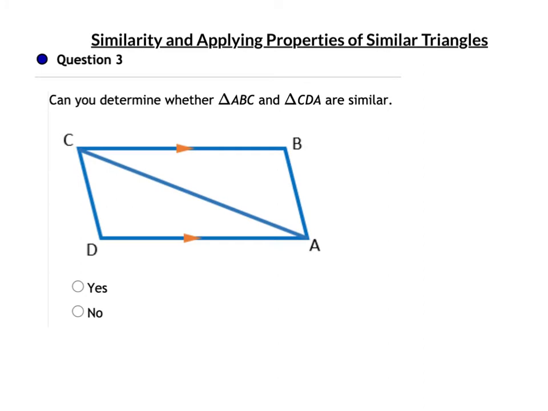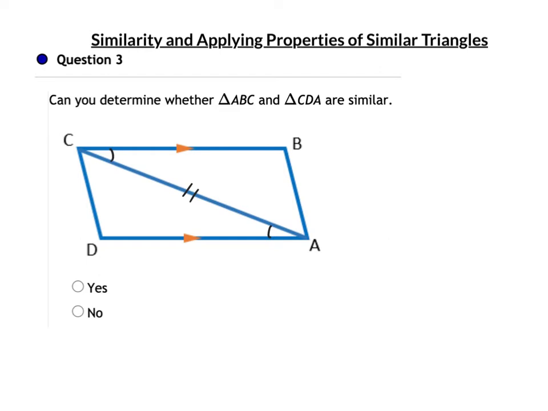Question 3. Can I determine whether triangle ABC and CDA are similar? They share a side. I have an alternate interior angle right here. We have a problem. We do not have these two parallel. You might jump to the conclusion that this is a parallelogram, but remember the reason something's a parallelogram. I could have opposite sides congruent, opposite sides parallel. I only have one set here parallel.